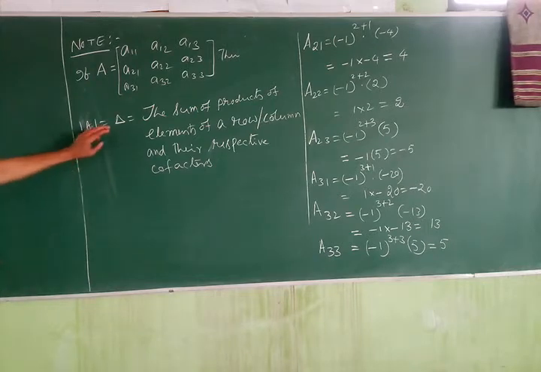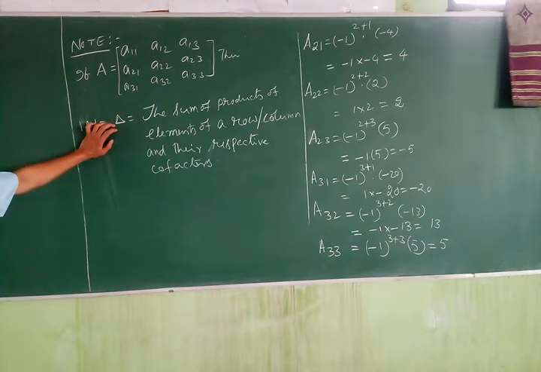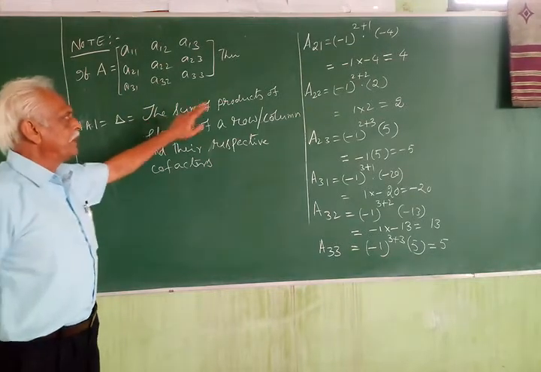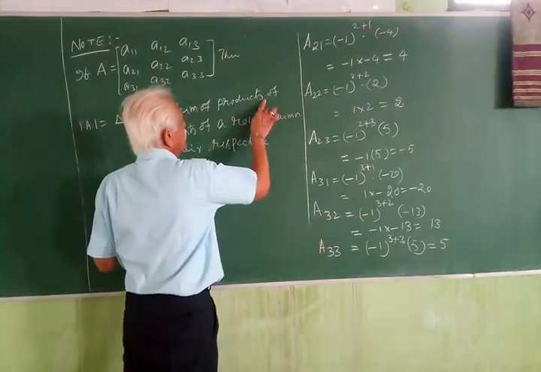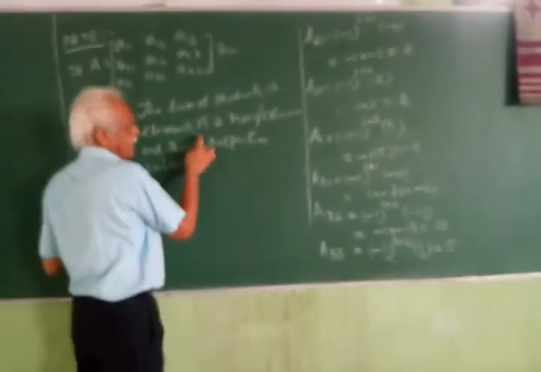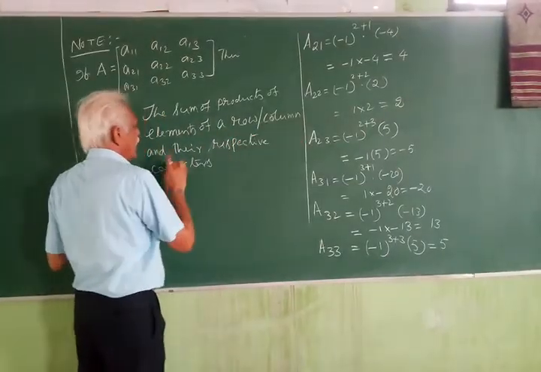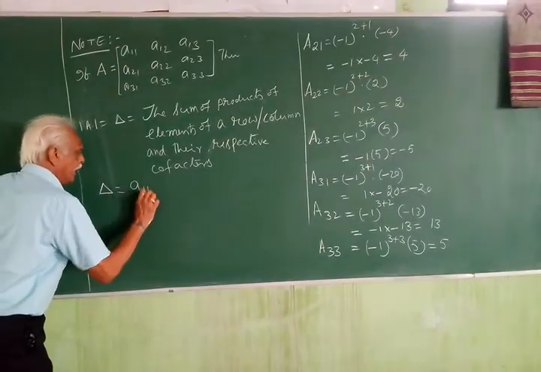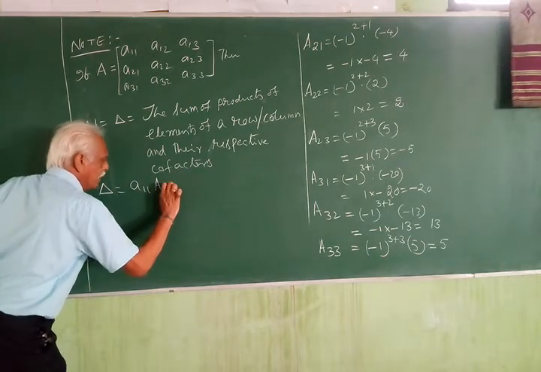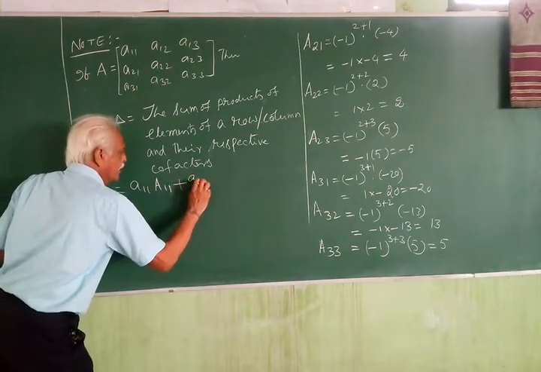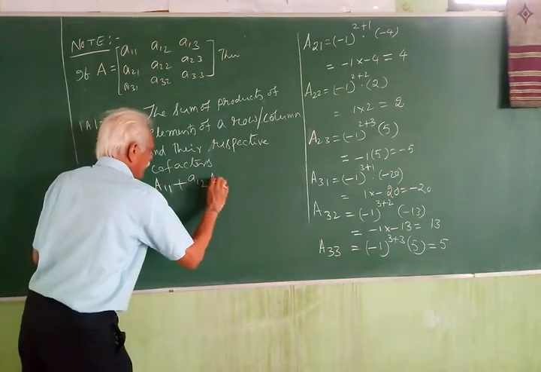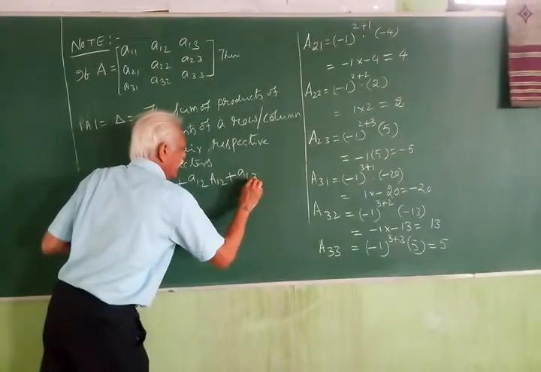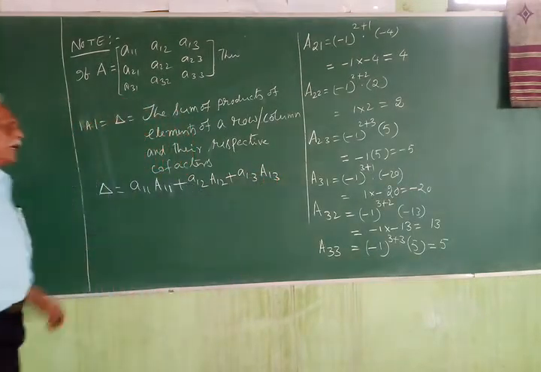So, how we get the determinant of a 3 by 3 determinant or 2 by 2 determinant is the sum of the products of elements of a row or column and their respective cofactors. Means this is equal to A11 into capital A11 plus A12 into capital A12, plus A13 into capital A13.